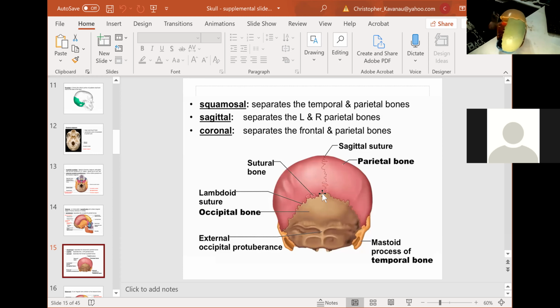Now, the suture separating the two parietal bones is called the sagittal suture, so named because of the sagittal cut. Remember, sagittal cuts separate left into right. And so this here is called the sagittal suture, again, separating the two parietal bones. And so you can see that here in the PowerPoint. You see part of it.